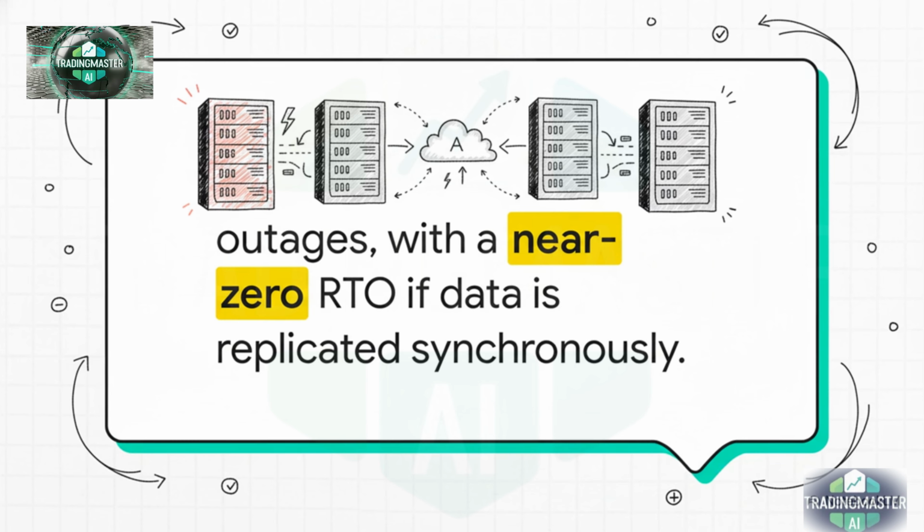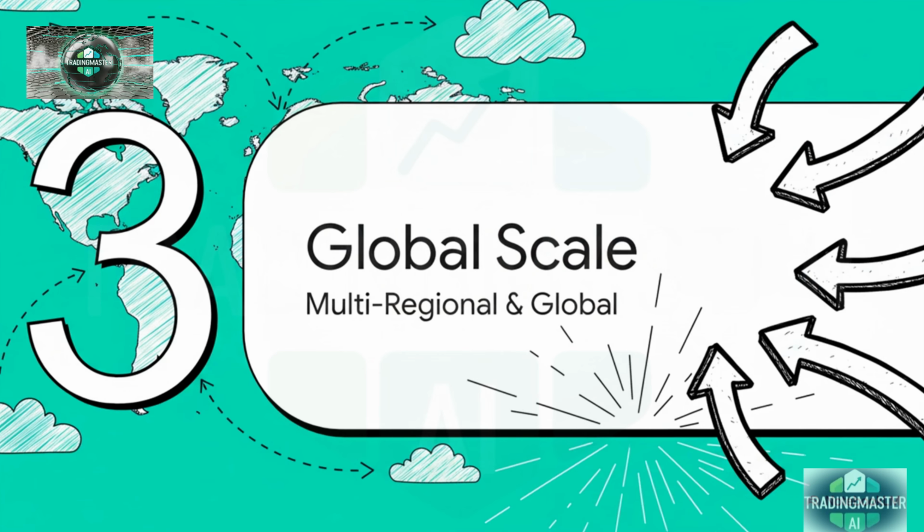The app just keeps on running. So, regional is great, but what happens when highly available still isn't enough? What if you need to serve users all across the globe? Or what if you need to survive a disaster that could take out an entire geographic region? Well, for that, we have to start thinking a lot bigger.